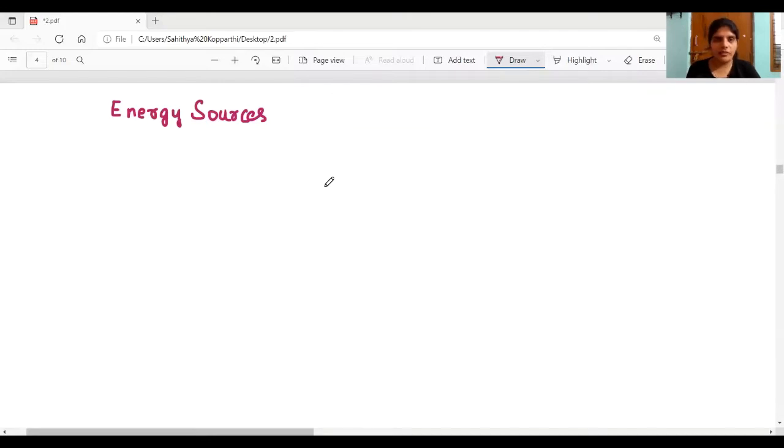Hello everyone. Today's topic is on energy sources. So energy sources means they have the capacity to deliver energy to the other elements present in the network. Again, energy sources are classified into two types: independent sources and dependent sources.